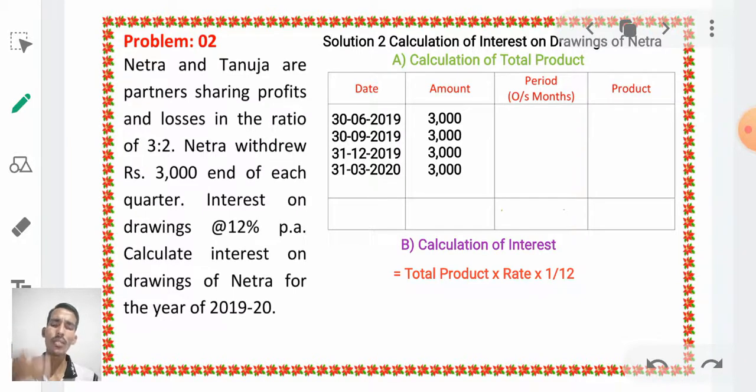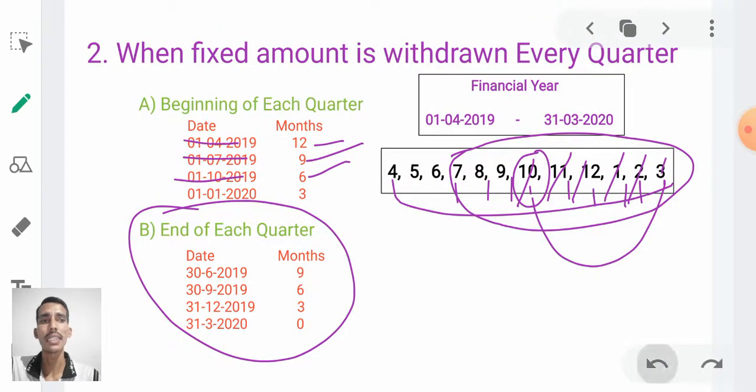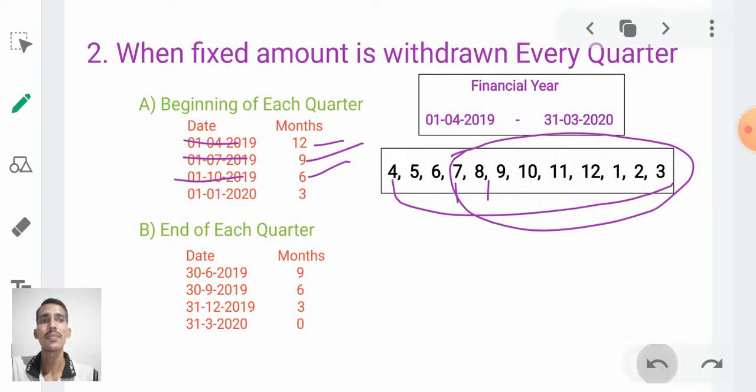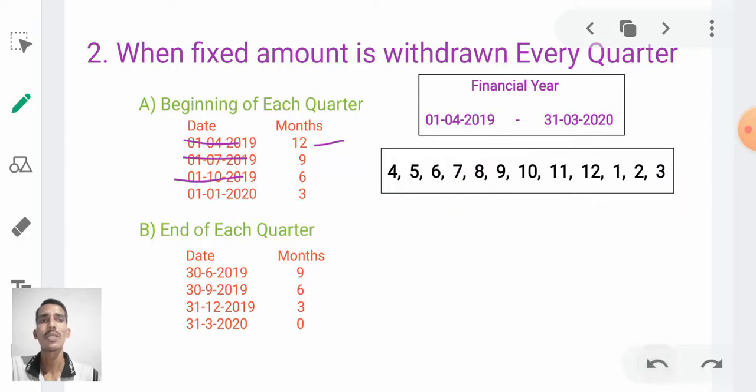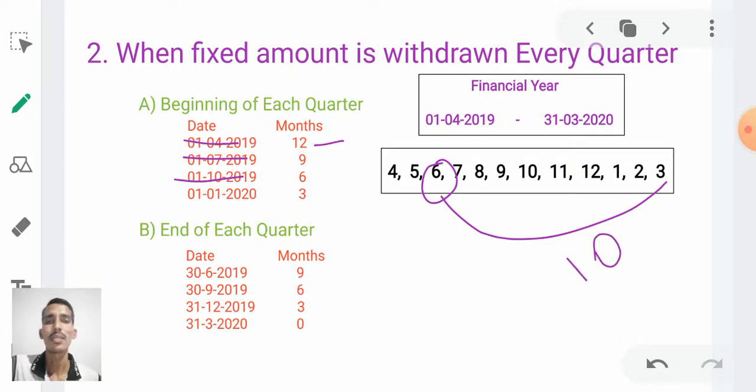The same fixed amount is withdrawn quarterly, right. Now we have to calculate outstanding months. How do we calculate? She has withdrawn the first amount 3000 at the end of the 6th month, right. From the end of the 6th month to the end of the year we have to calculate. Just see here, it is given like that. From the 6th month she has withdrawn the amount, from here to here we have to calculate months. If you calculate, it becomes 10 months, right.